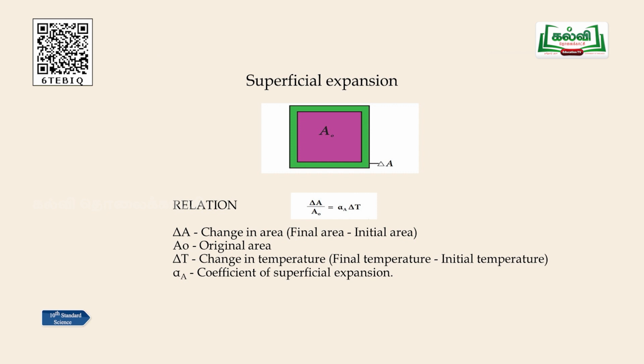Now, when I remove the proportionality symbol, I can add the coefficient of areal expansion, alpha A. So, our total equation changes to delta A by A naught is equal to alpha A delta T. From this equation we can find the increase in the area with the help of this calculation.